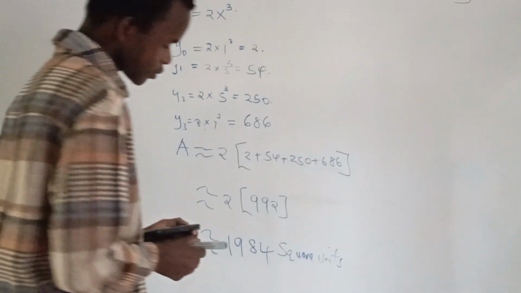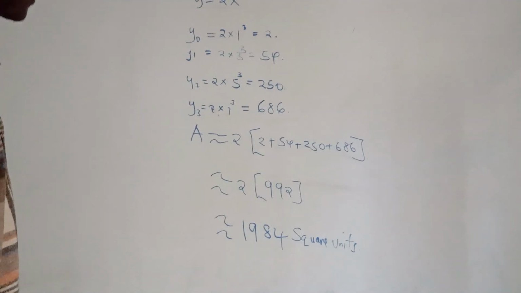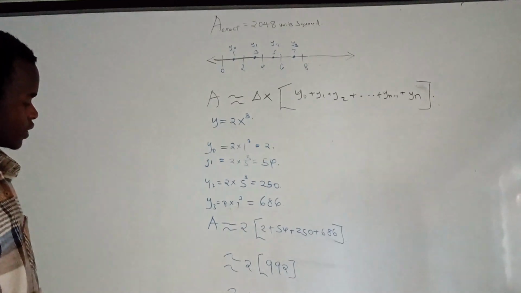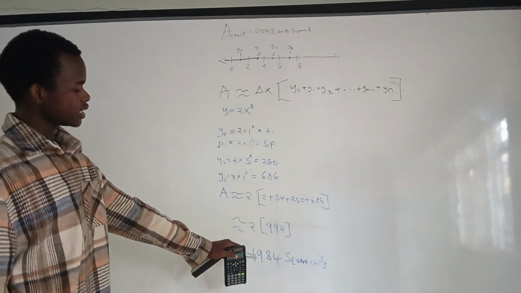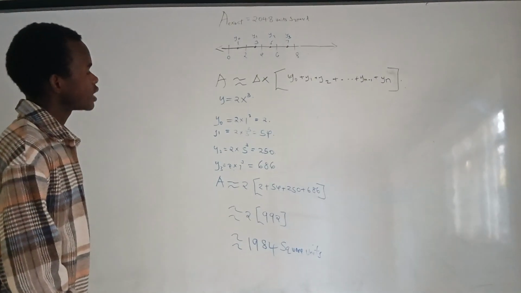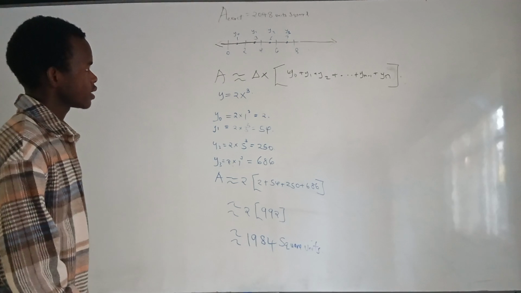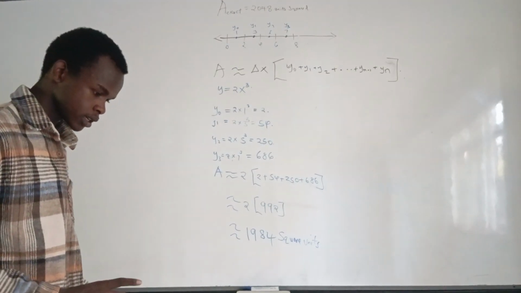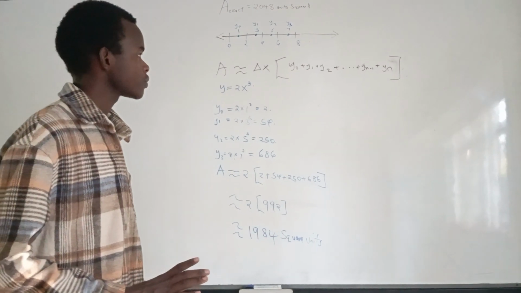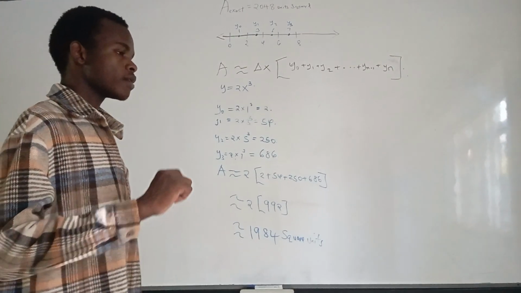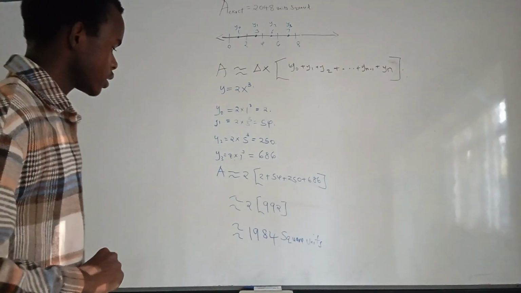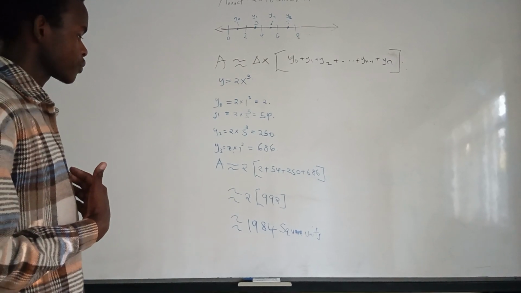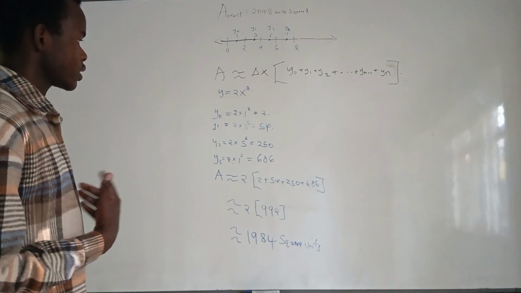Okay, so this is our answer. From here we can see the exact area was 2048, and the approximate area is 1984. So we have calculated some errors. There's an error involved in that approximation, so we'll try to find, using calculation of error bounds, the maximum error that we are allowed to create.